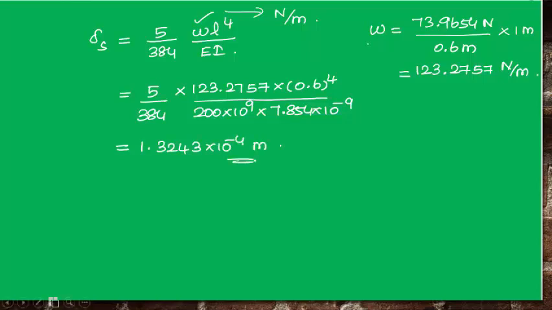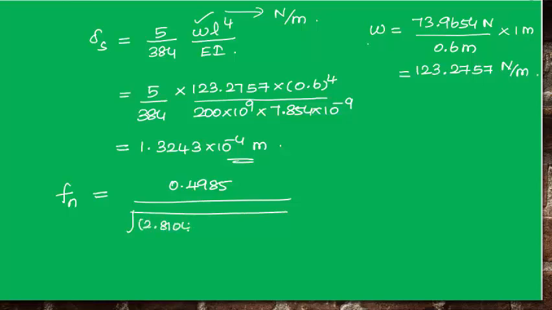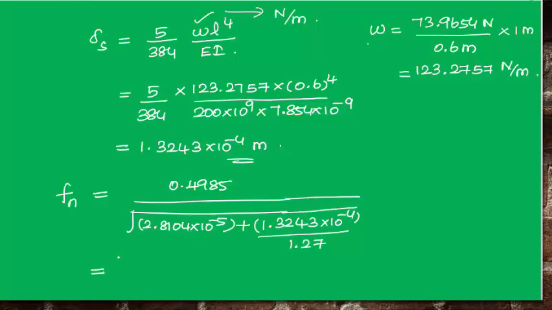Okay. So now we have calculated the deflection experienced by the shaft due to the point load as well as the self weight of the shaft. So now we can substitute del 1 and del S value in the natural frequency formula. 0.4985 divided by root of del 1 is 2.8104 into 10 power minus 5 meter plus del S is 1.3243 into 10 power minus 4 divided by 1.27. So by calculating this, we can get the value of natural frequency of the given system as 43.3266 Hz.